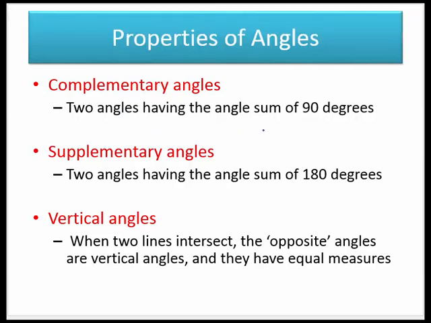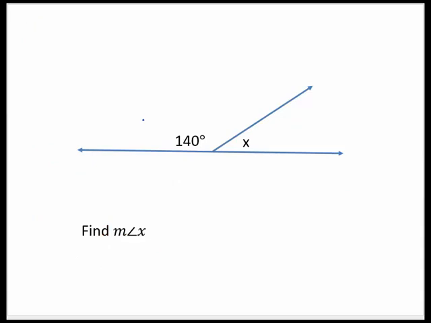So complementary angles are a pair of angles that add up to 90 degrees. Supplementary angles are a pair of angles that add up to 180. And vertical angles are formed when two lines intersect. The opposite angles are vertical angles, and they also have equal measures, and you're going to see examples of all of these right now.